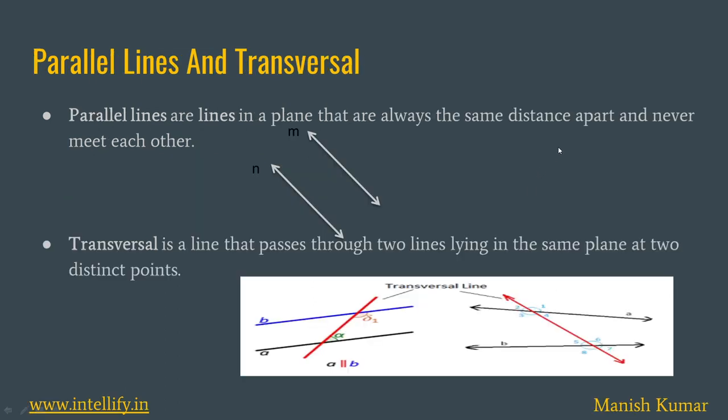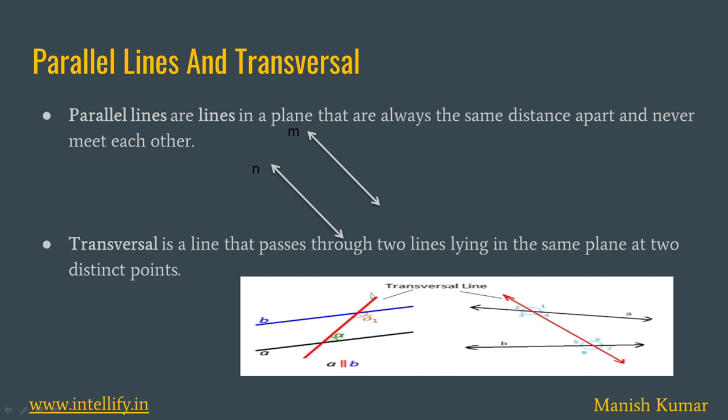Now the next one is parallel lines and transversal. Parallel lines are lines in a plane that are always the same distance apart and they never meet each other. As we are seeing, lines M and N are parallel lines; they never meet each other and are always at the same distance apart. Now the transversal line is a line that passes through two lines lying in the same plane at two distinct points.